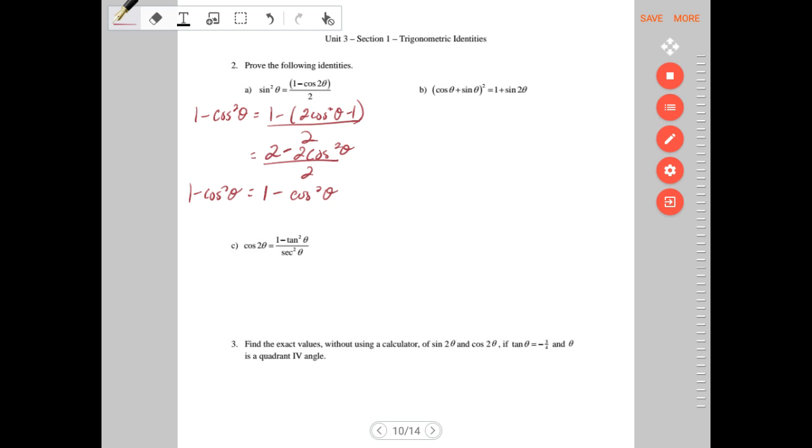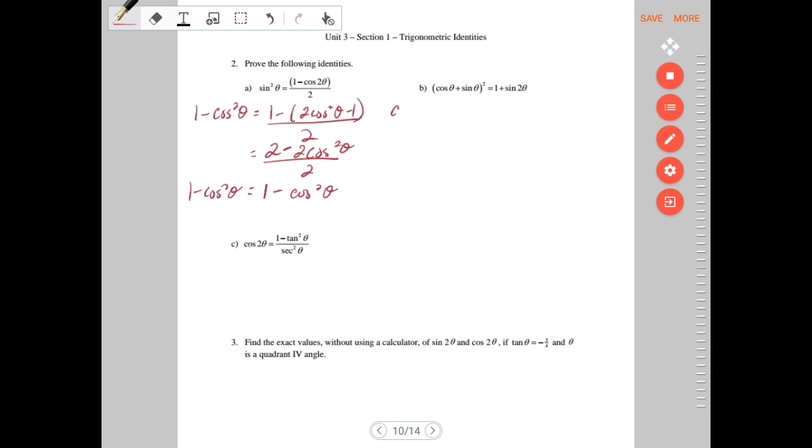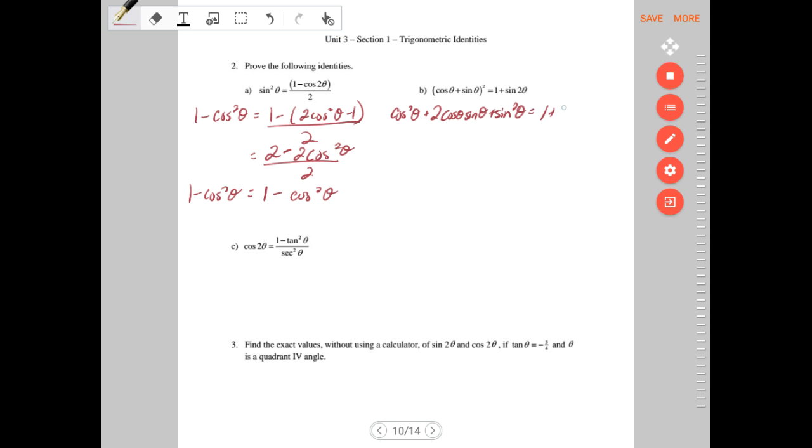Part B. Cos theta plus sine theta all squared equals 1 plus sine 2 theta. Alright, I am going to expand by multiplying that binomial. So that becomes cos squared theta plus 2 cos theta sine theta plus sine squared theta equals 1 plus, and again, sine 2 theta is the same as 2 sine theta cos theta, using a double angle identity.